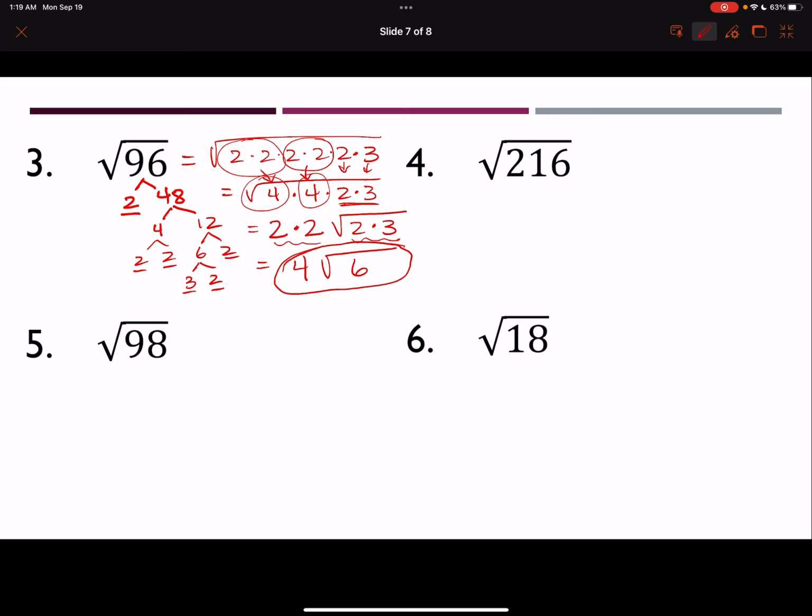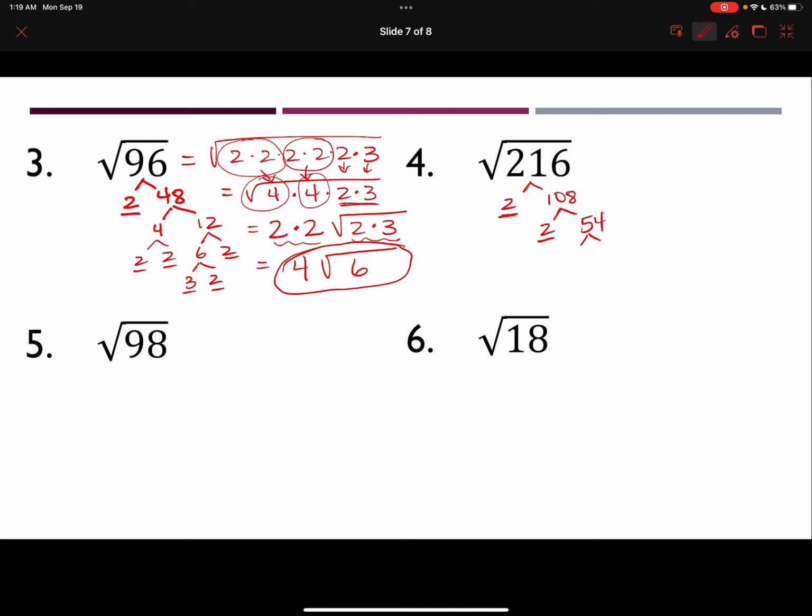So 216. Again, I don't know what goes into 216 off the top of my head, but I know it's an even number. If it's even, I just used my calculator and I did 216 divided by 2, and I got 108. So I know that 2 times 108 gives me 216. And I might not even know what goes into 108, but again, it's even. So I'm going to use my calculator to divide by 2 again. So this is 2 and 54.